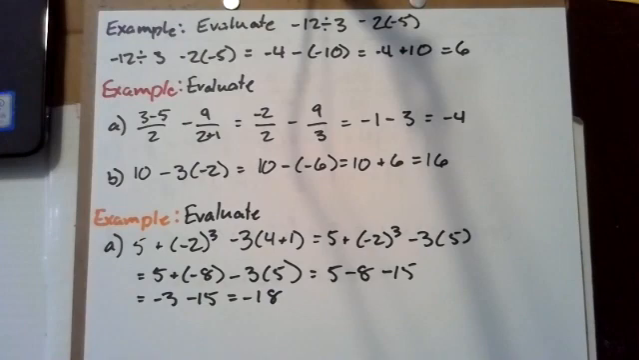This next problem, we're asked to evaluate 5 plus negative 2 cubed minus 3 times 4 plus 1. So we'll deal with the things in parentheses first, that 4 plus 1. We wind up with 5 plus negative 2 cubed minus 3 times 5. Now we'll deal with our exponents. That's 5 plus negative 8 now, minus 3 times 5. So 5 minus 8 minus 15 is negative 3 minus 15, which is negative 18.